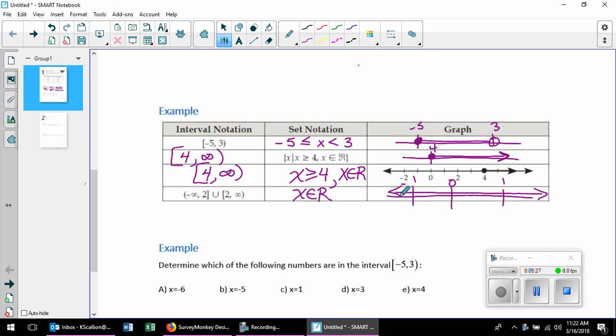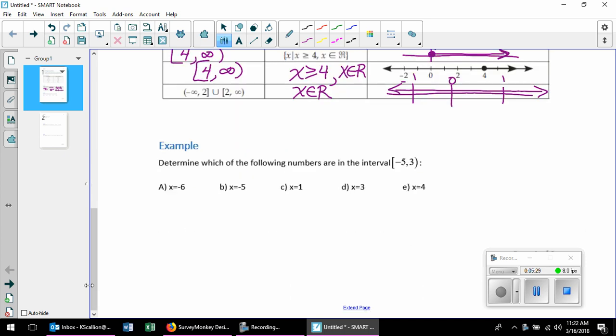All right, determine which of the following numbers is included in this interval. Is -6 included? No, because it's less than -5. Is -5 included? Yes, because it's a square bracket.